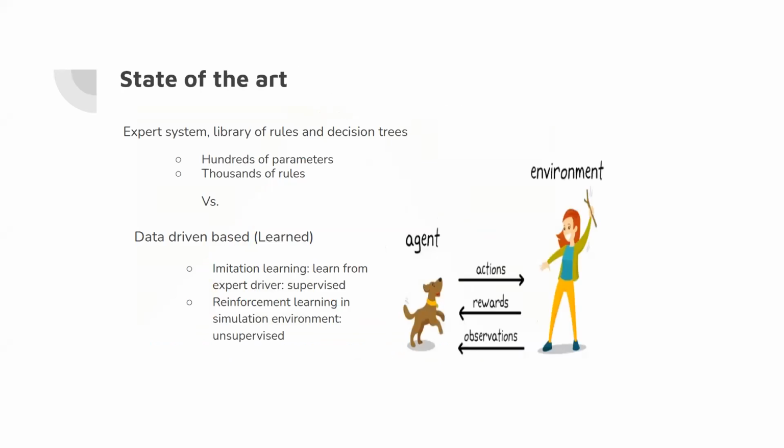The state of planning is that we still rely a lot on expert systems with thousands of rules and decision trees with parameters to decide in what situation, and how to follow or take over. We put in rules. But people are moving, though not that quickly, toward a data-driven, learned planning system. People use imitation learning, following the expert driver, and people are researching reinforcement learning.